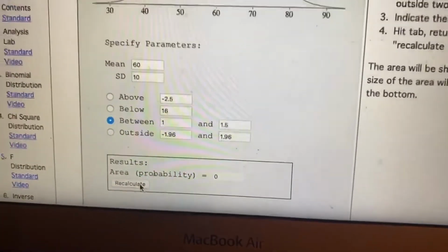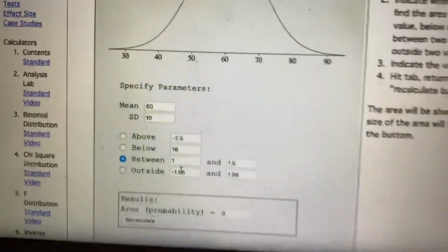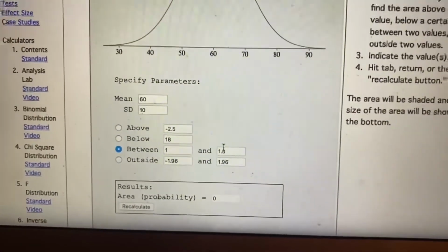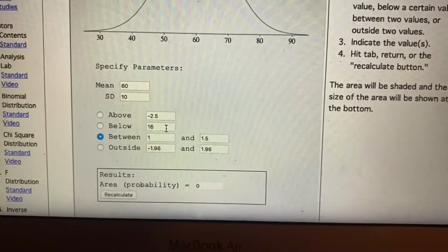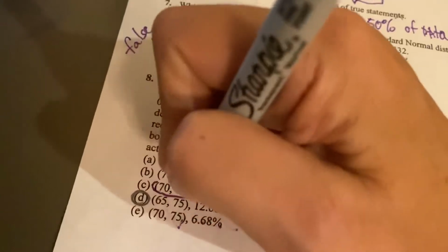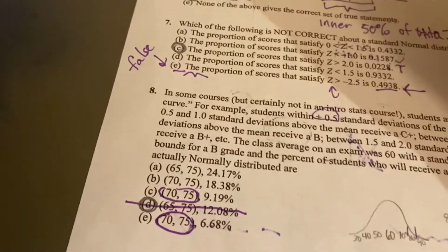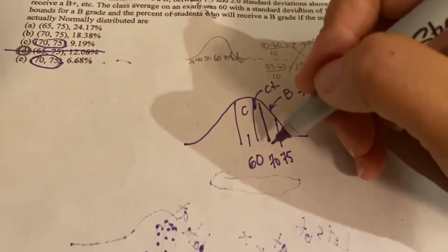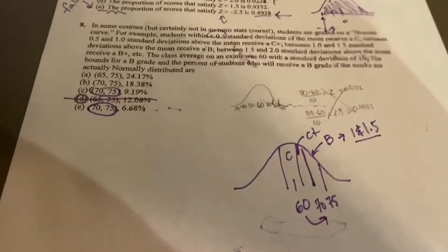All right, calculate. Oh, but that's not the score. So you could figure out your score, right? 1 and 1.5. So 1 would be a 70, right? And 1.5, that'd be 75. So you already know the answer has to be this, but what would be the area of that? So 1 standard deviation above, if the standard deviation is 10, then 60 plus 10 is 70, and then a half, that'd be another 5.